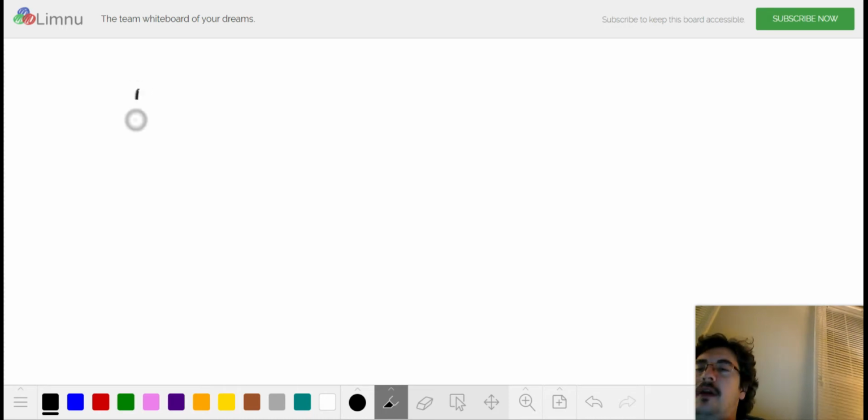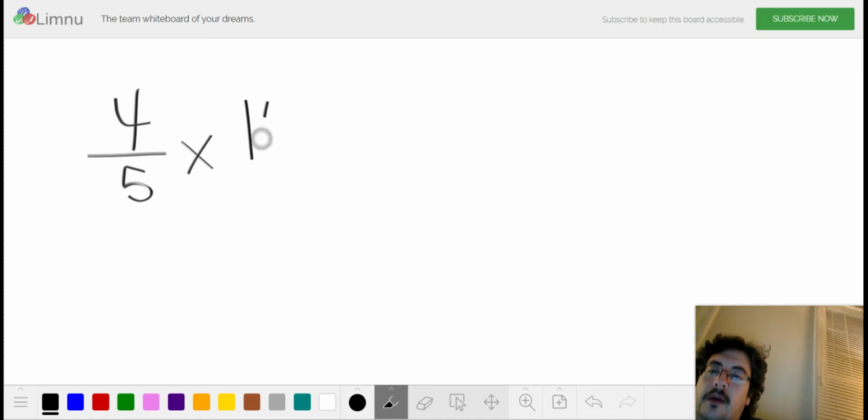And that's going to be 4/5 times 10. Now, in the first two lessons, we used models, we used pictures. In lesson 7.3, we kind of cut to the chase and introduce a more traditional algorithm, or way of solving the problem.